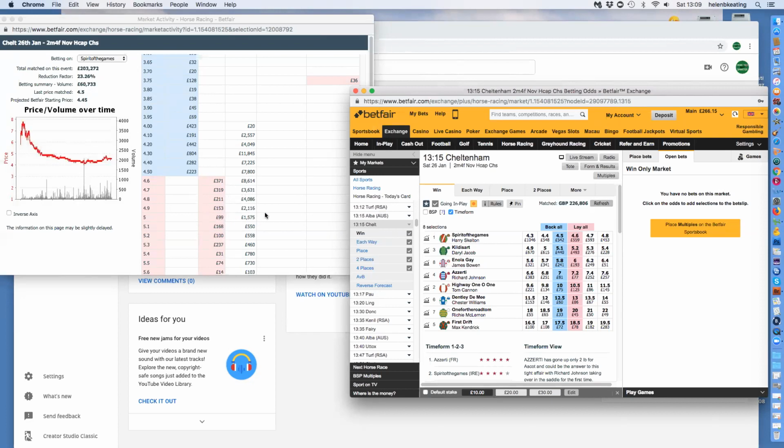So if it drifts more than to 5, then you would start saying, okay, that's a drift that's going to go out. So you start laying it at 5 or 5.1. On the other hand, if it goes back in and it goes below 4.1 down to 4, then it's definitely going to go in further, and you should be backing it and taking money.